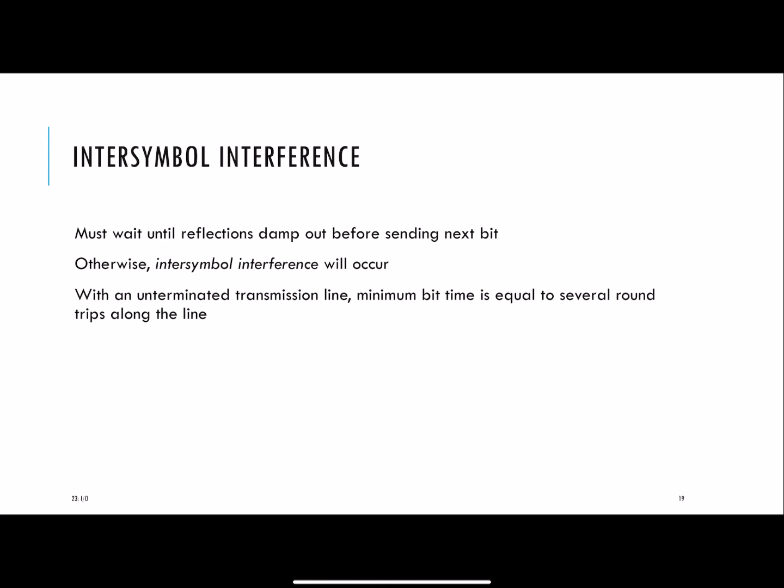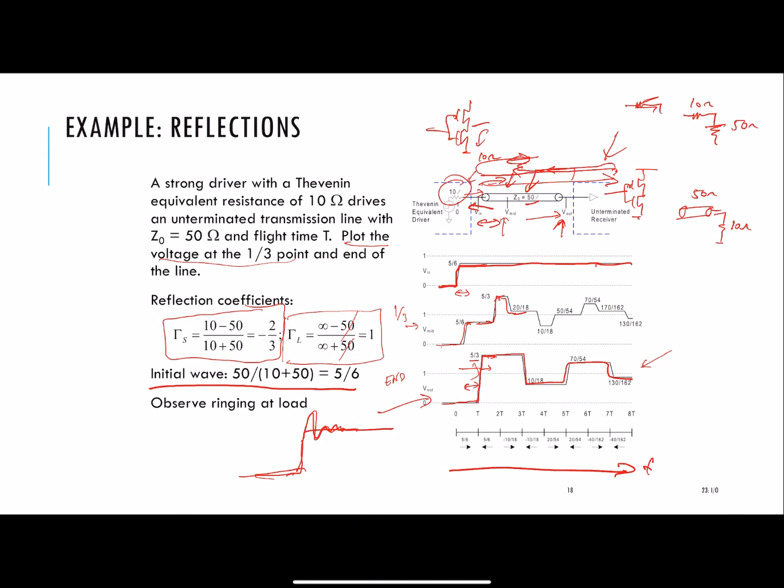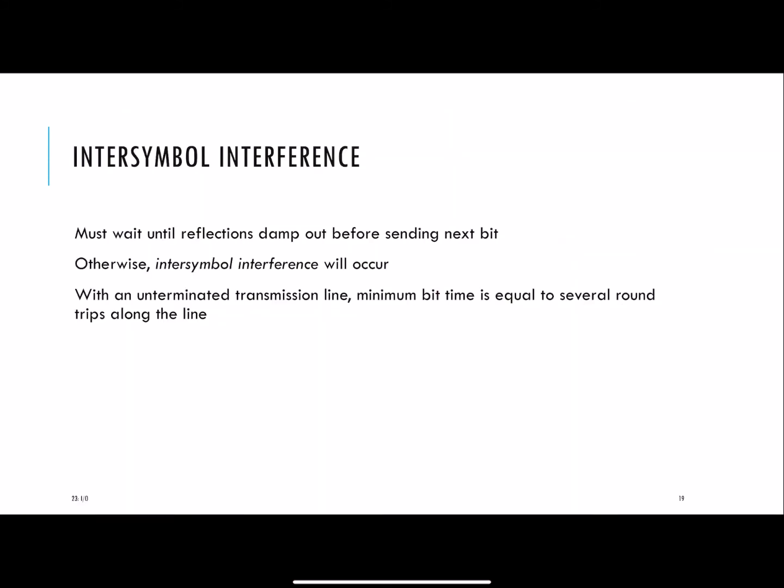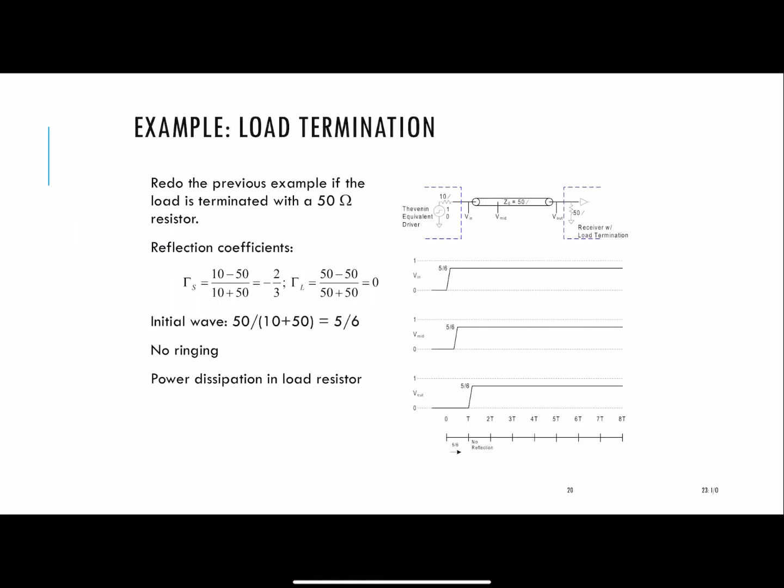So that's why you have to wait for this thing to settle down. Otherwise, the next bit that you shove into this thing will get affected by these waves still going back and forth. They'll start messing with the energy of the next bit. And that's called intersymbol interference. The symbols are the bits from period to period, and you get that interference between them. So the minimum bit time, if you're unterminated, turns into several round trips, and it turns into a long period. So you really want to terminate.